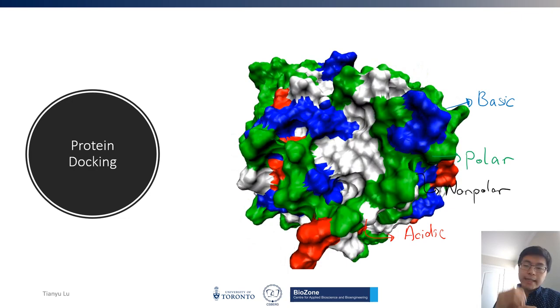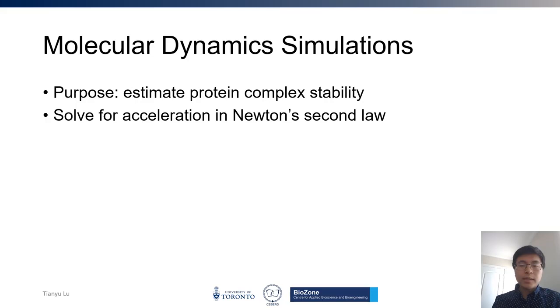Now, how would you verify that that is the intended binding target, or how would you verify the stability of this conformation? To do that, we use MD simulations, or molecular dynamics. Again, the purpose is to estimate a protein complex's stability. So in our case, the stability of that PETase enzyme bound to the plastic ligand. The basic principle of MD is to solve for acceleration in Newton's second law, F equals ma.